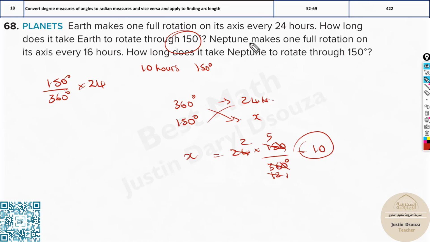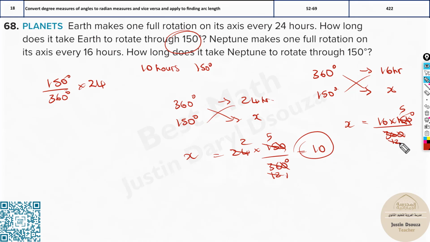The same thing with Neptune. Neptune makes a full rotation on its axis every 16 hours. So a full day, that's 360 degrees in 16 hours. What about 150 degrees? x. Cross multiply. Again here x is equal to 16 times 150 degrees by 360 degrees. Just the same thing. Over here 5 times, and over here we have 12 times 12, 3 times, and over here we have 4 times. It'll be 20 by 3.